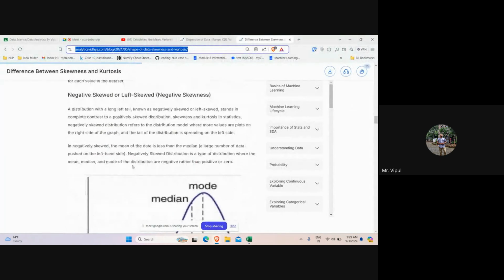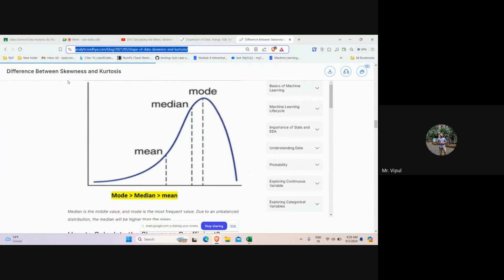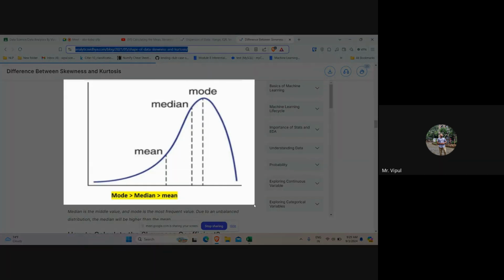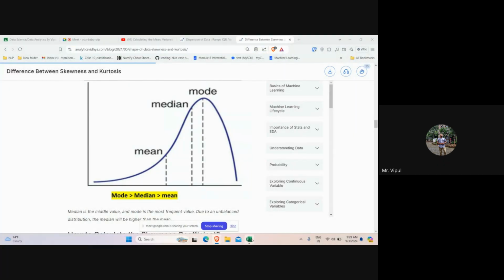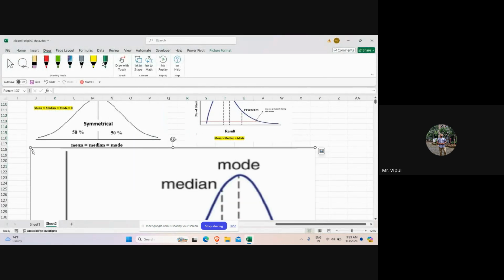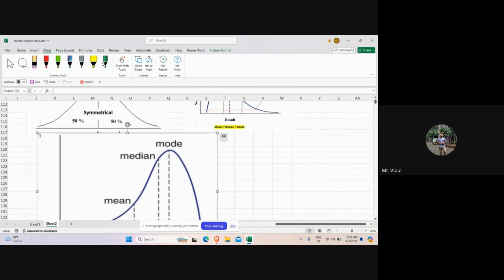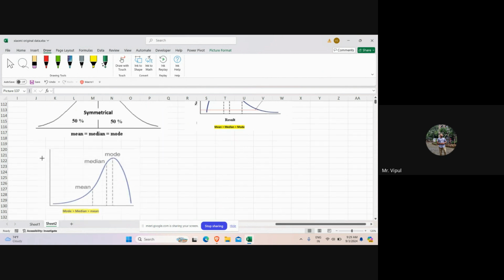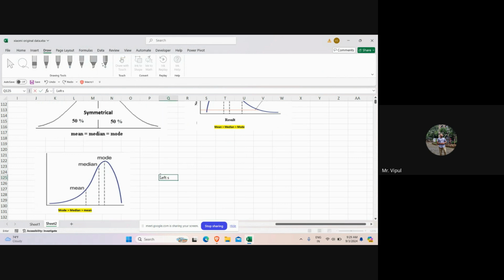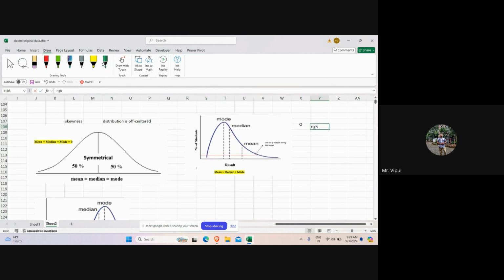Whenever your tail is on the left hand side, that becomes your negative skewness, or left skewed. This is also known as left skewed data. Left skewed, and this is right skewed or positive skewed. Right? So for symmetrical, we have mean equals median equals mode. For unsymmetrical, we have mean greater than median greater than mode.